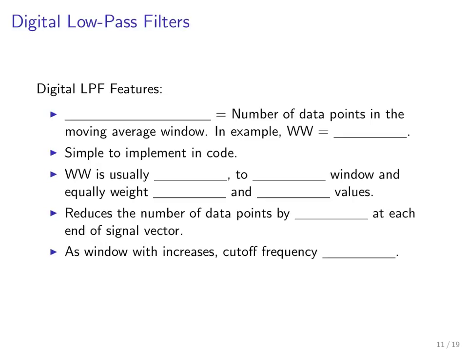Okay, so now let's talk about the characteristics and features of a moving average filter. The most important one to be comfortable with is the window width of the filter, which I'm often going to write as WW for shorthand. This is equal to the number of data points in a moving average window. In the example that we showed on the previous page, the window width was 3.